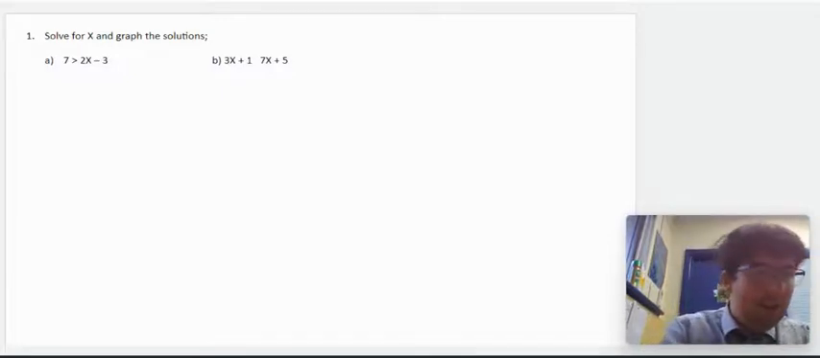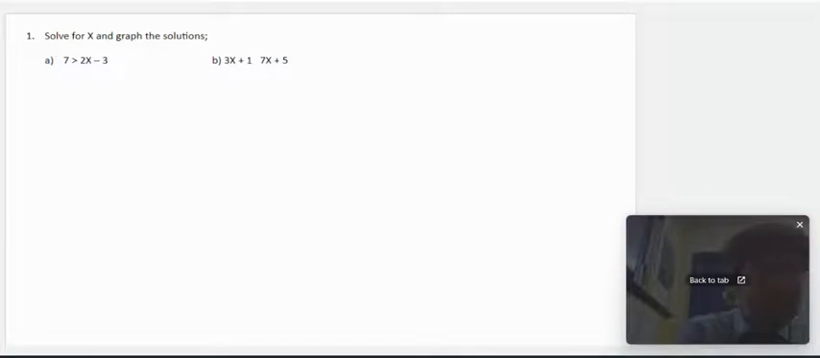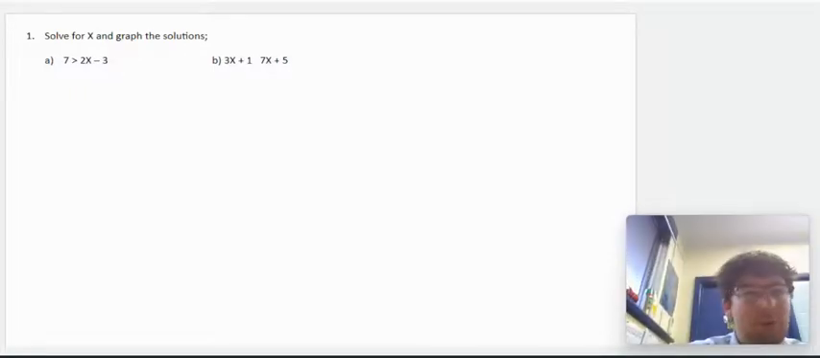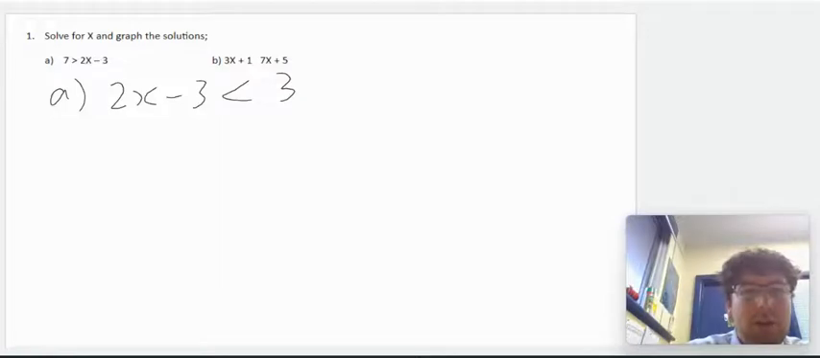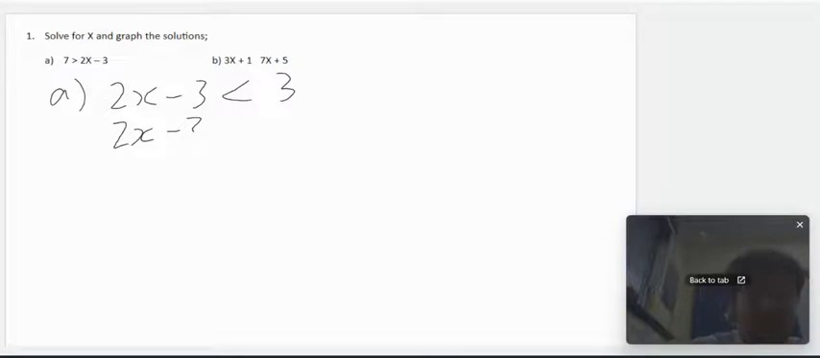Question 1A, here we go. The very first one. I'm going to get my pen ready here. All right, so what have we got? We want to graph the solution. So to rearrange this so we can graph it, let's swap the sides so that x is on the left-hand side. And when we swap the sides, we're going to need to swap the inequality. Now, once we've done that, we can add 3 to both sides. Sorry, that's 7 over there.